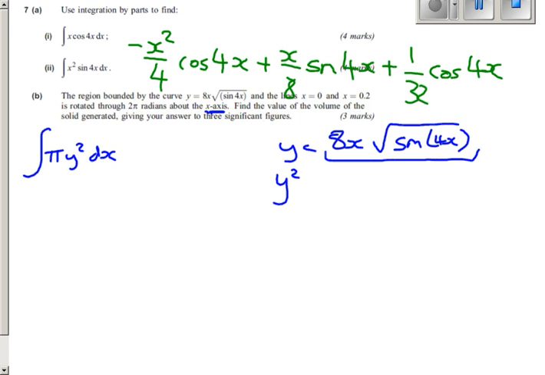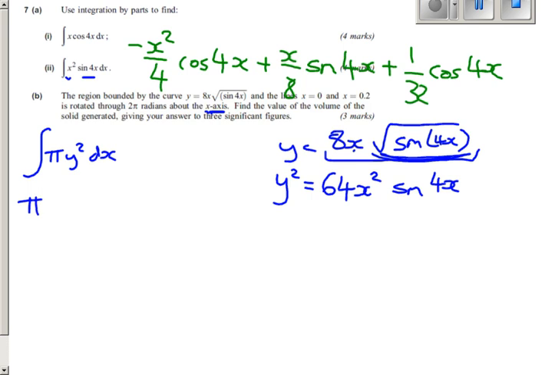whole thing. So, squaring 8 gives us 64. Squaring x gives us x squared, and squaring that thing there gives us sine 4x. Now that looks very similar, doesn't it? That looks very familiar to what we did earlier, which is why I've written that big bit there. What we're looking for. So let's take the pi out.